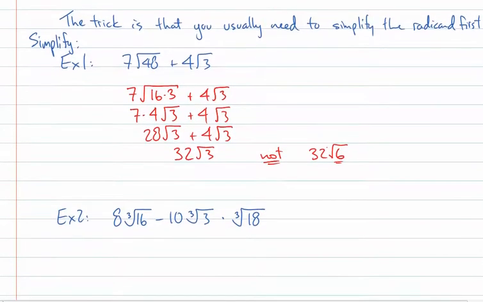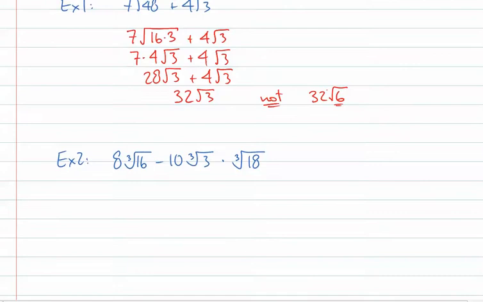Here's an example with cube roots. Now in this case I need to think of perfect cubes. So think of 16 as 8 times 2 rather than 4 times 4. Nothing to be done with this next root radical 3, but notice that I have a multiplication. So I'm actually going to write 3 times 18, or 54.